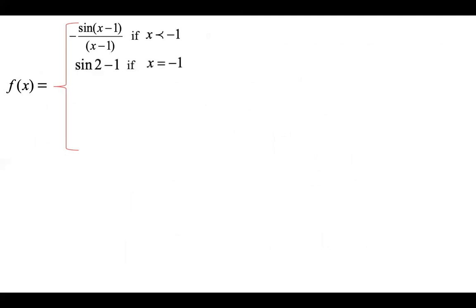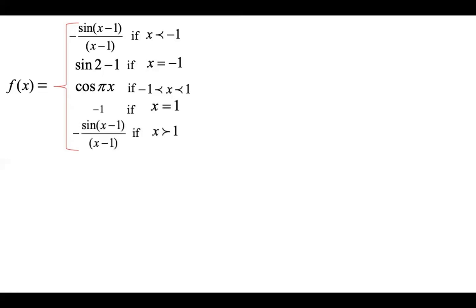So let us write this function clearly so that we can think about its continuity and differentiability. When x is lesser than -1, it is minus of sin of x minus 1 by x minus 1. At exactly -1, it is sin 2 minus 1. In between -1 to +1, it is cos pi x. At exactly 1, it is -1. When x is greater than 1, it is again minus sin of x minus 1 by x minus 1. This is the complete piecewise form of the function f of x.